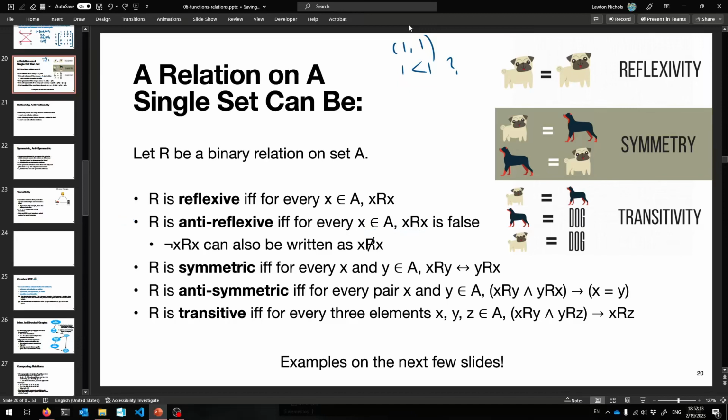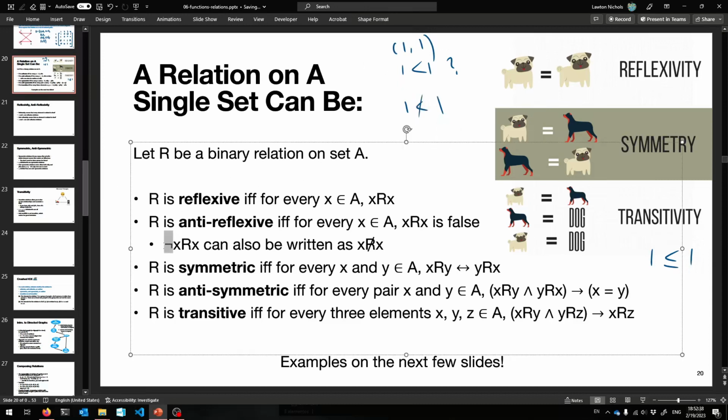x cannot be related to anything, right? So, for example, is 1 less than 1? No, 1 is not less than 1. That's the true statement, so it's never true for the less than symbol. It's an anti-reflexive relation. But less than or equal to is totally a reflexive relation, right? 1 is less than or equal to 1. So that's a reflexive relation. Less than by itself, though, is anti-reflexive, all right?